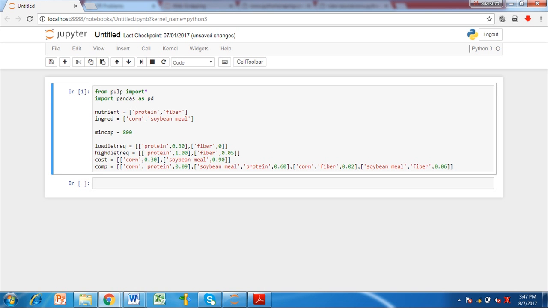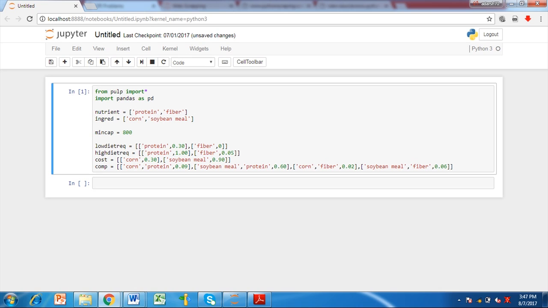PuLP and Pandas packages, for Operations Research solver and data manipulation in Python, are loaded. Along with the packages, data is loaded. Ingredients, nutrient, and threshold of diet requirement in terms of low and high levels are also loaded. The minimum capacity of daily feed is 800 kilograms. These are enumerated in the Lowthreshold and Highthreshold lists.